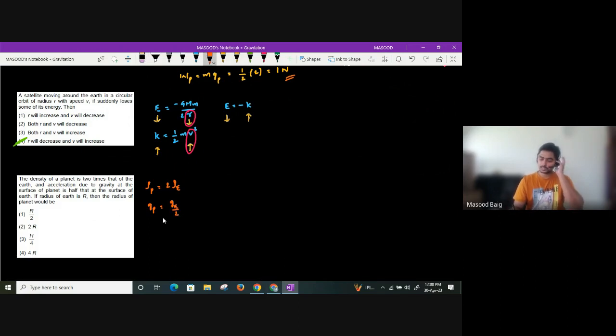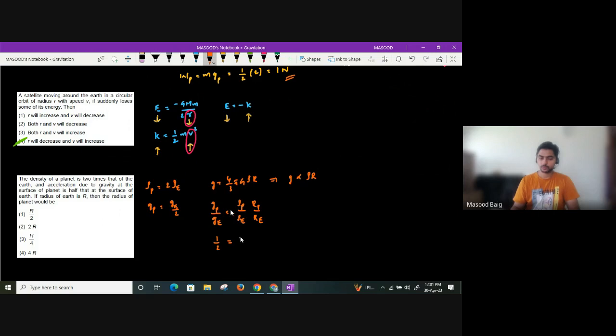If the radius of Earth is r, then what is the radius of the planet they are asking? Very simple case again. So how will you write the g value? It is 4 by 3 pi G rho R. So g is directly proportional to rho into R. So I can write g on planet divided by g on Earth as rho of planet divided by rho of Earth, times radius of planet divided by radius of Earth. What will you get for g_p by g_e? This term you will get as 1 by 2.